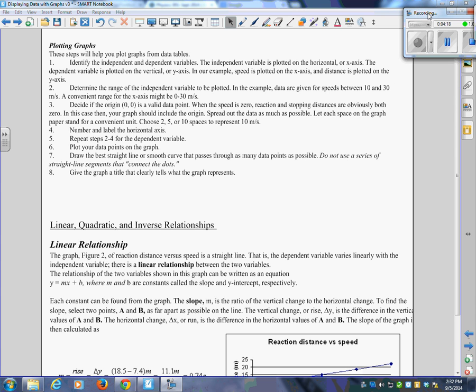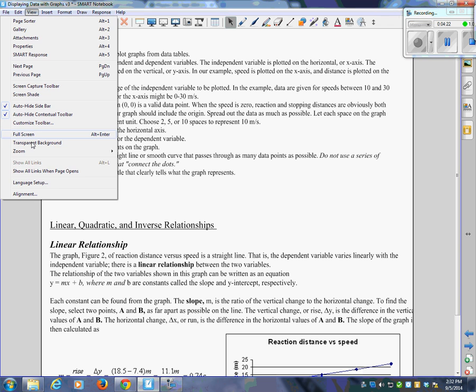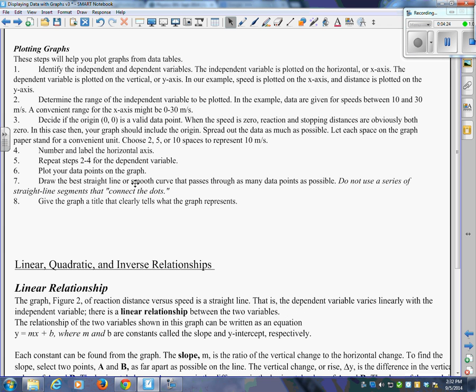These steps will help you plot graphs from data tables. That's really small. Let's make that a bit bigger. You guys should probably just follow along on yours. Identify the independent and dependent variables. Decide which one goes on the x, which one goes on the y. Independent is plotted on the horizontal or x. Dependent variable is plotted on the vertical or the y. In our example, speed is plotted on the x and distance is plotted on the y.